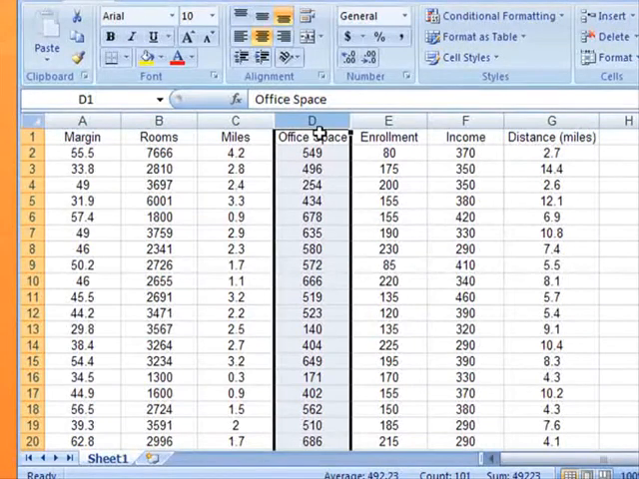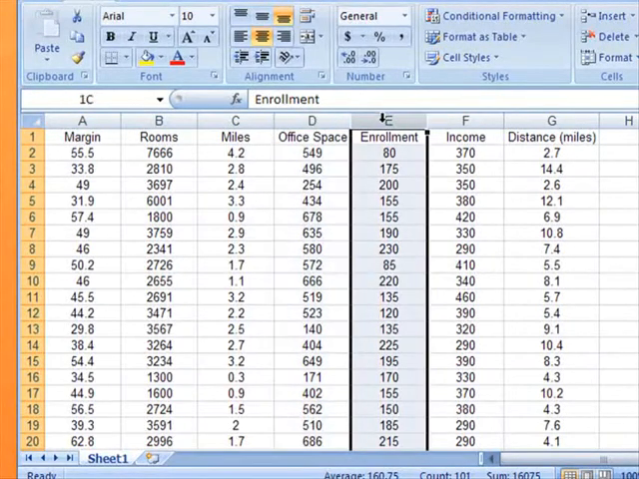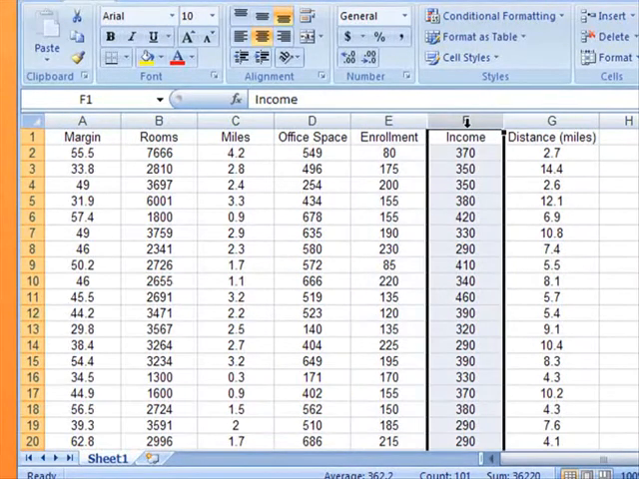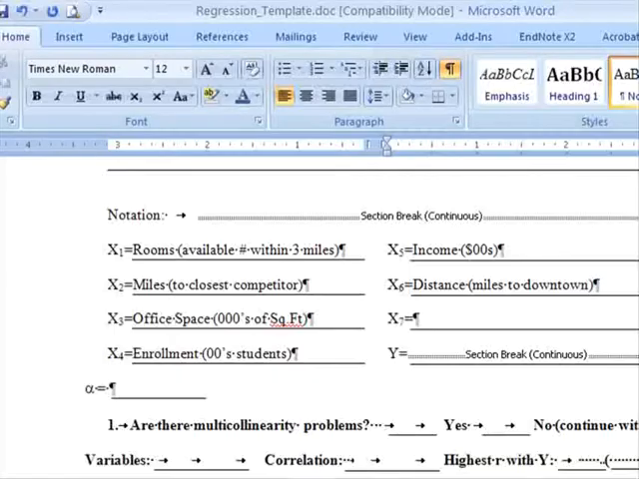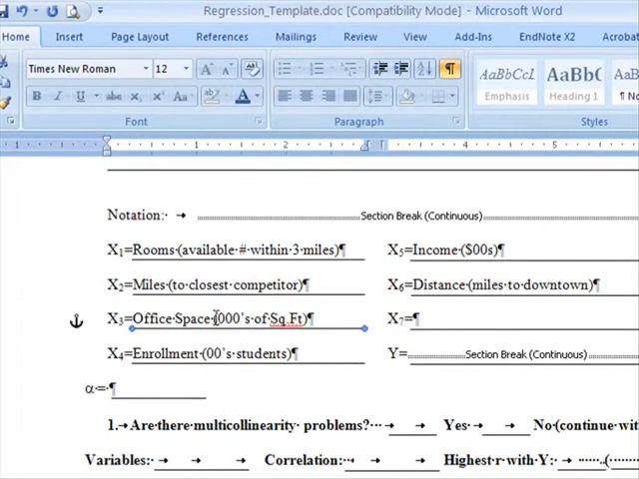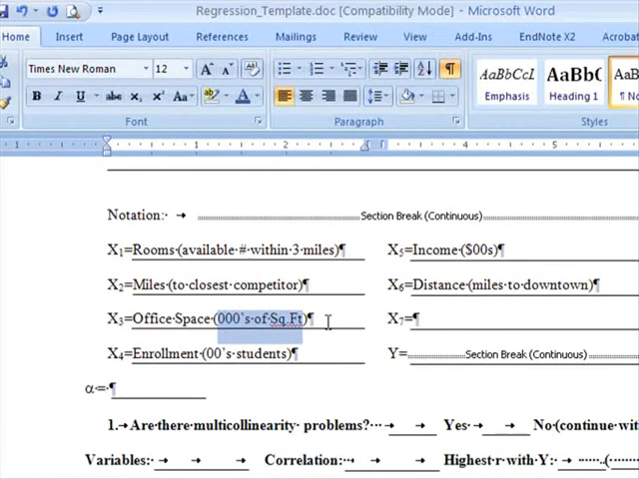It's really important, the units that you use. We have enrollment in hundreds of people. Income is represented as the median income in hundreds of dollars, and distance to downtown in miles. So once we start our notation, notice that we put the names of the variables, and also don't forget to put the units. We will see later on how important this is.